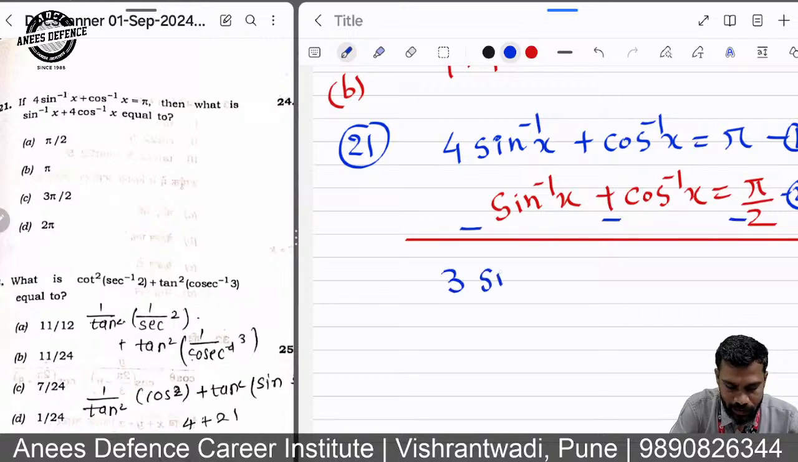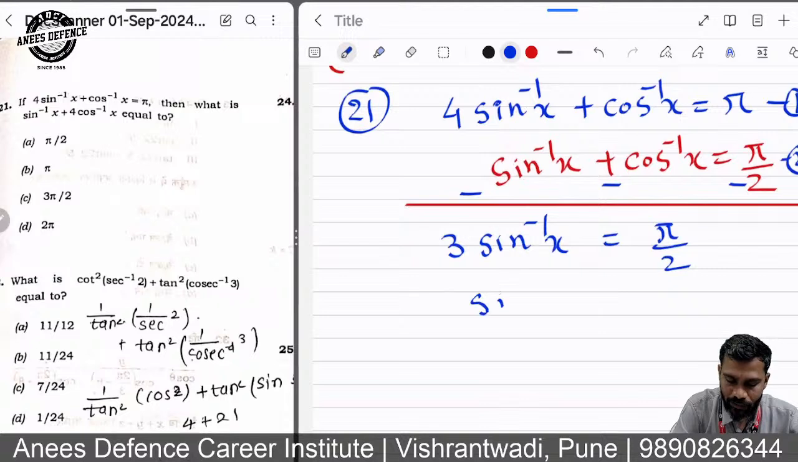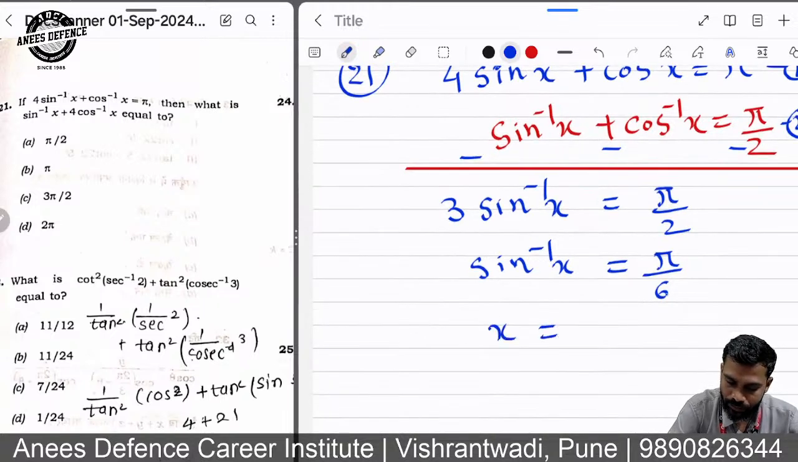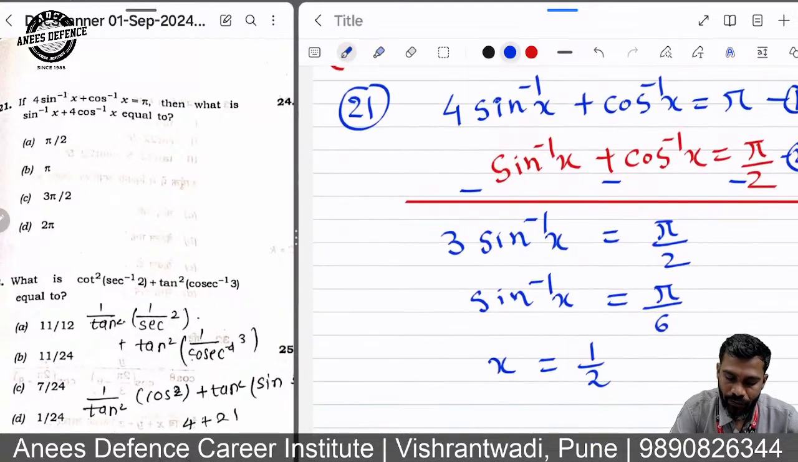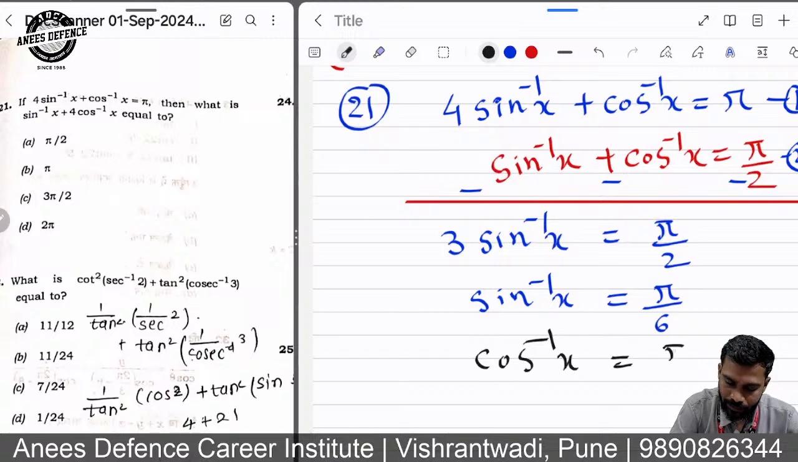We will get 3 sine inverse x is equal to pi by 2. So sine inverse x is equal to pi by 6. It means x is equal to sine pi by 6, which is 1 by 2. Now we can directly find the value of cos inverse x. Cos inverse x will of course be pi by 3.